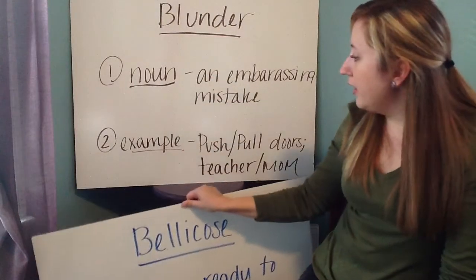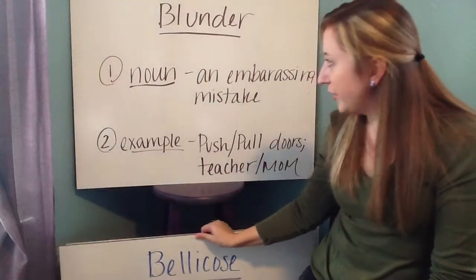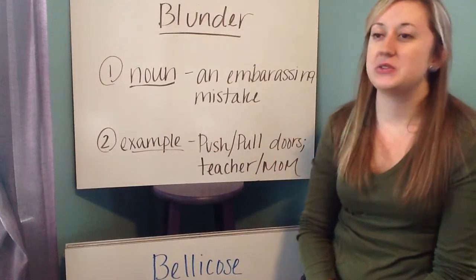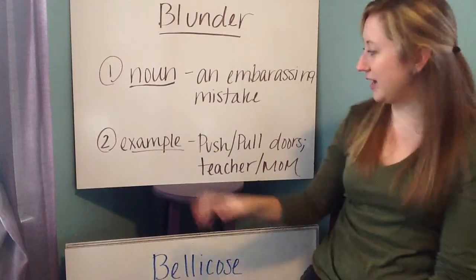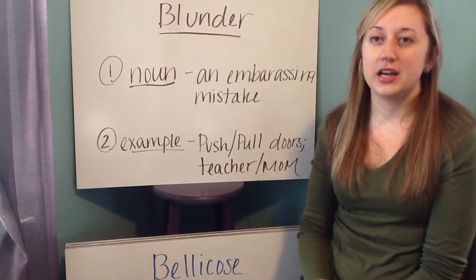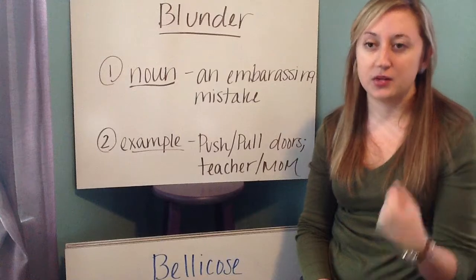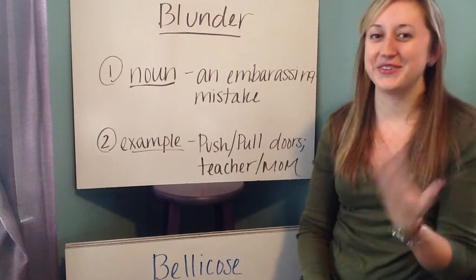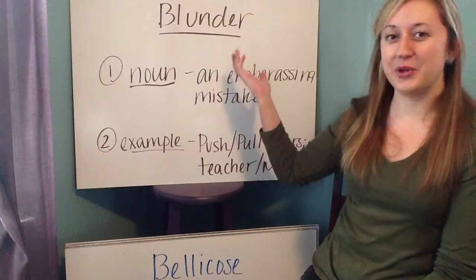Alright. Your last word this week is blunder. Okay, so it's a noun, and it's an embarrassing mistake. Okay, so just something you're like, oops. Okay, so your example are push and pull doors. Went to a restaurant yesterday, and for a good 7 seconds tried to push on a door that was a pull. And that didn't work, right? So I felt very embarrassed. That was a blunder on my part.